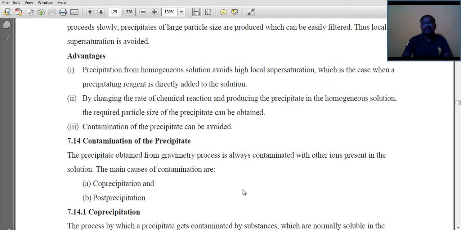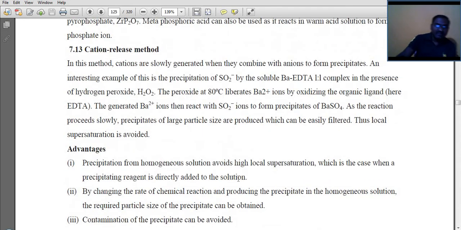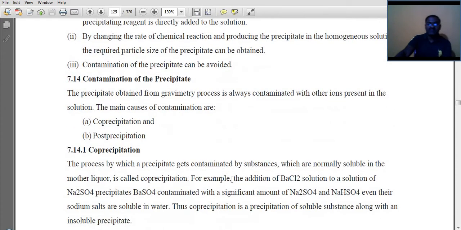Contamination of the precipitate can be avoided. These are all the advantages of this method. The contamination of the precipitate: the gravimetric process is always contaminated with other ions present in the solution. The main causes of contamination are co-precipitation and post-precipitation.